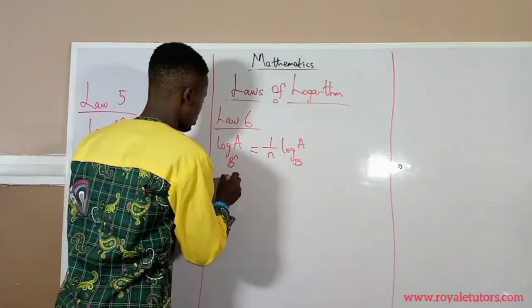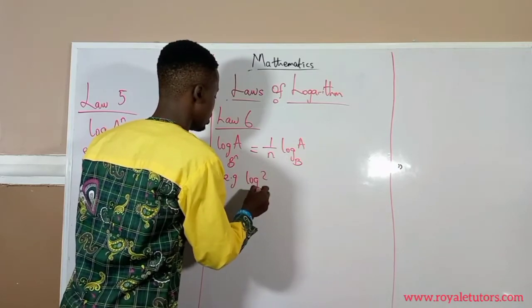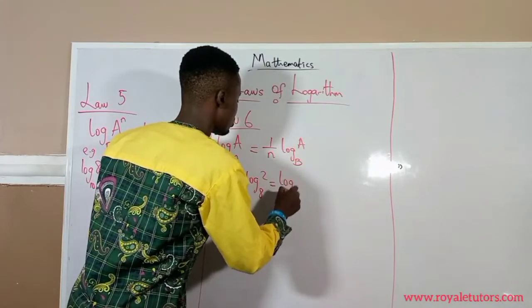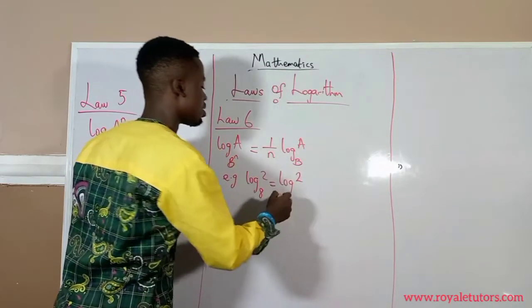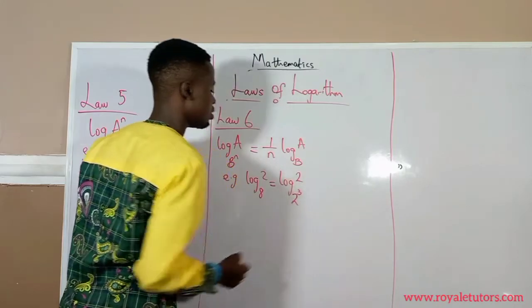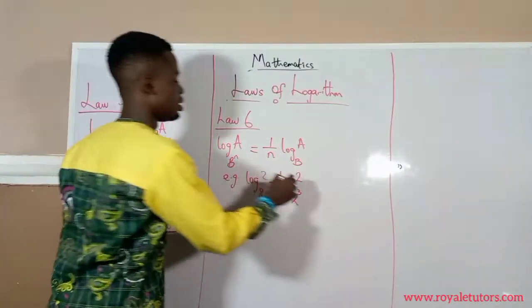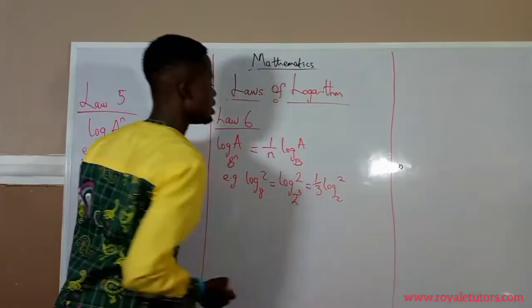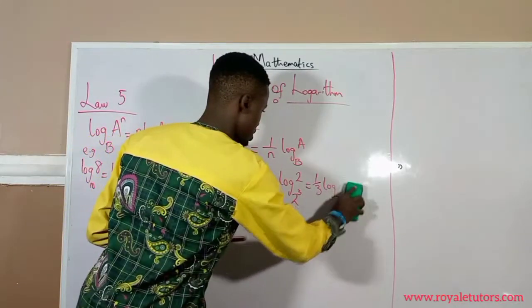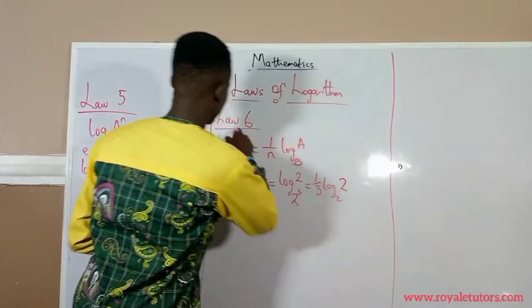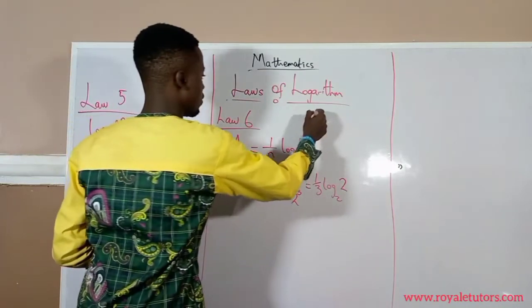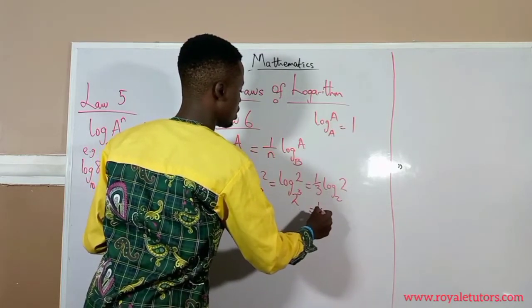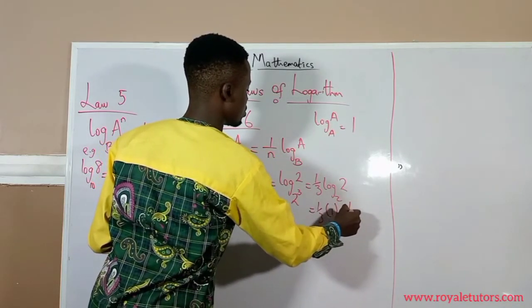E.g., if you have log 2 base 8, you want to simplify log 2 base 8, all you need to do is just have log 2, and then 8 can be written as 2 raised to power 3. If 8 is written as 2 raised to power 3, then you can have it as 1 over 3 log 2 base 2. We said it in our previous video when we talked about law 3, that whenever you have log a base a, it is equal to 1. So this is going to be 1 over 3 into bracket 1, which is going to be 1 over 3.